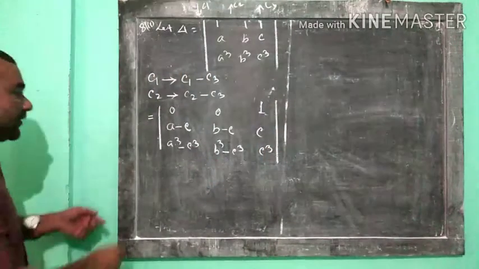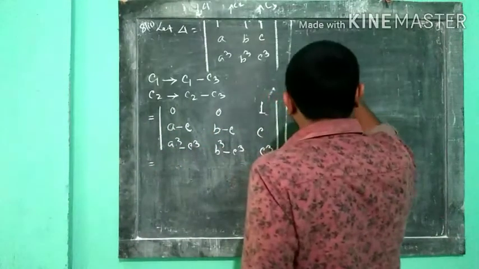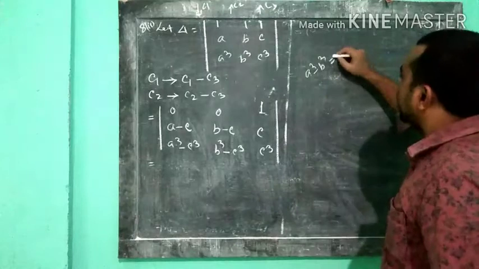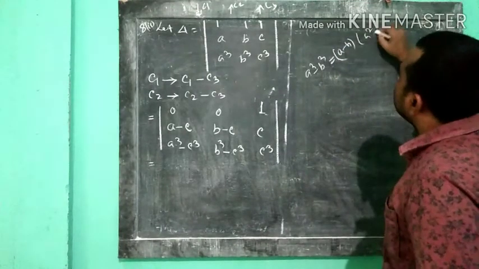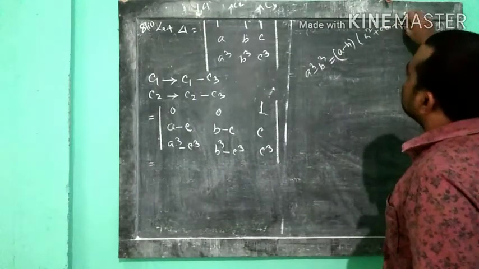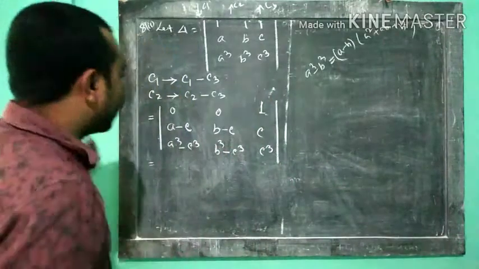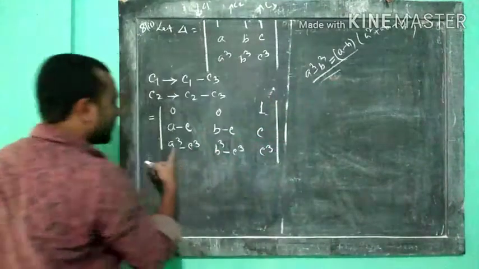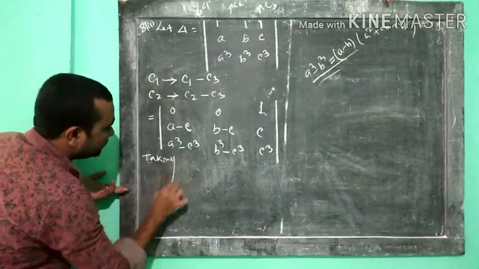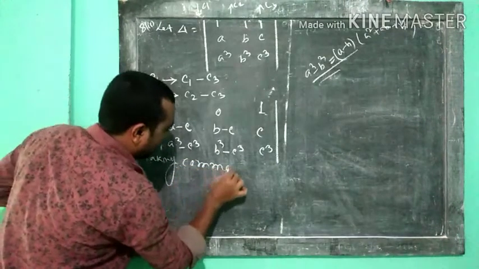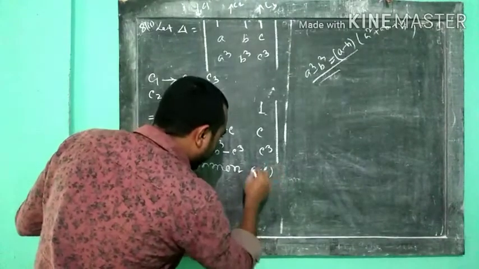Okay. We take a minus c common, because we know the a cube minus b cube formula. A cube minus b cube equals what? It is a minus b whole into a square plus ab plus b square. So we break a cube minus c cube with this formula. We have to take a minus c common from the first column.